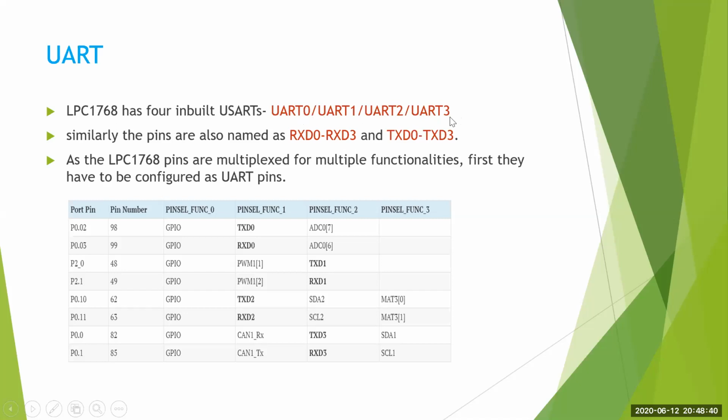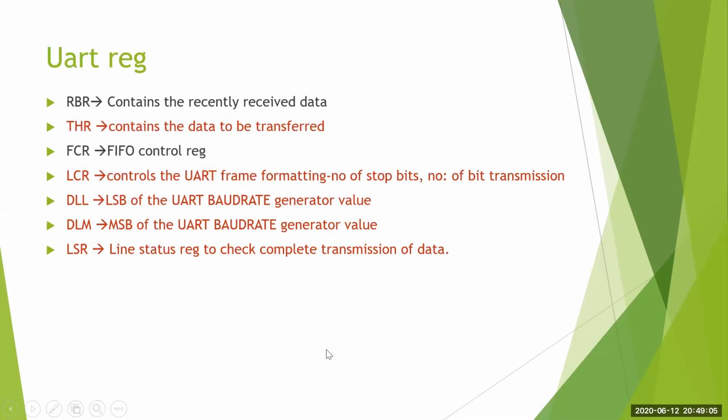This means you can use them by configuring 4 different pins. See here, UART 0 is P0.2 and P0.3. For UART 1, it is P2.0 and P2.1. P0.10 and P0.11 are for UART 2, and P0.0 and P0.1 are for UART 3. That is with respect to the transmission.